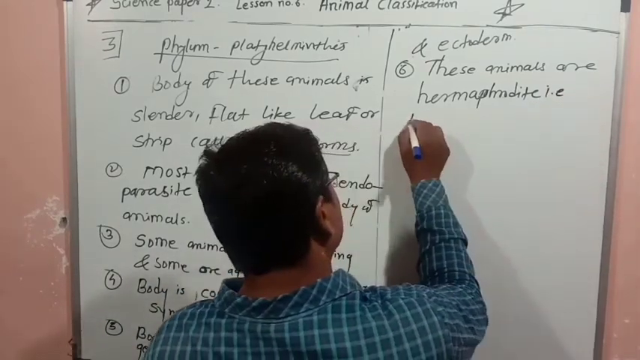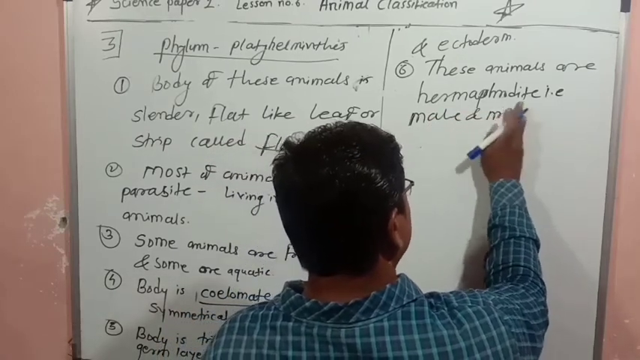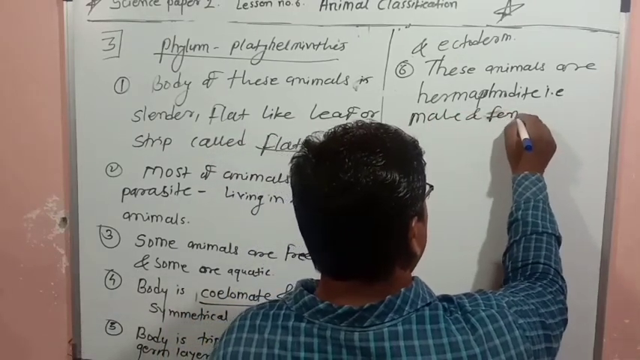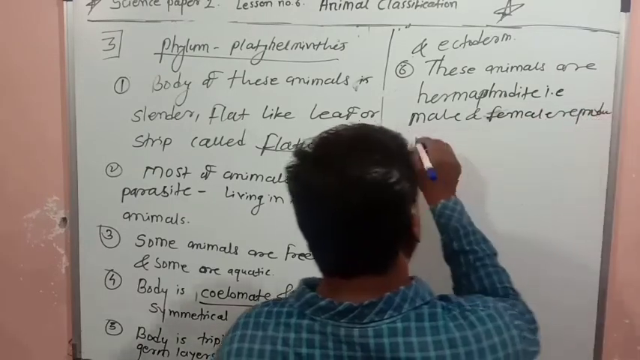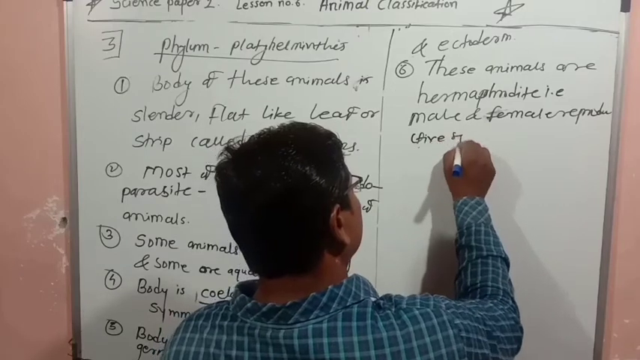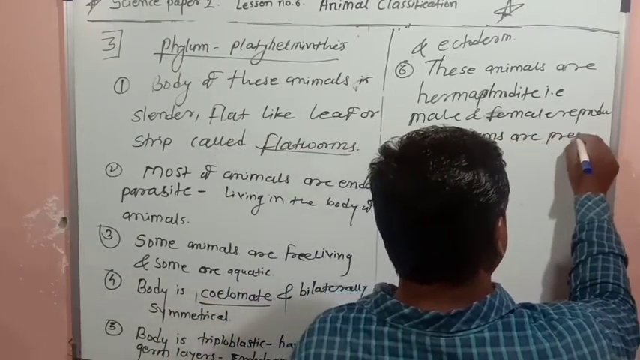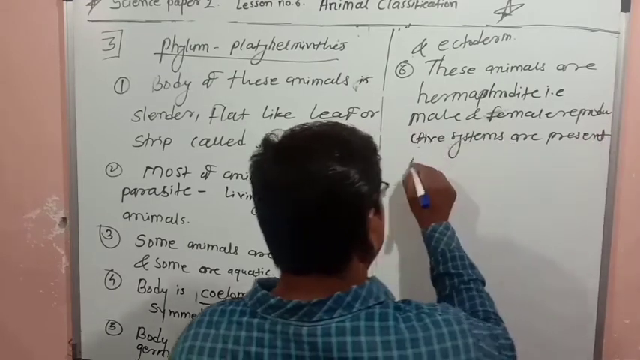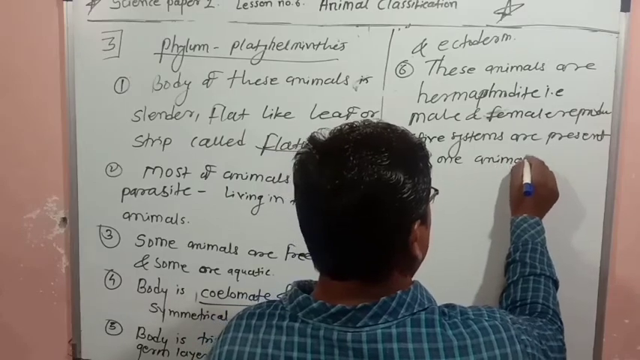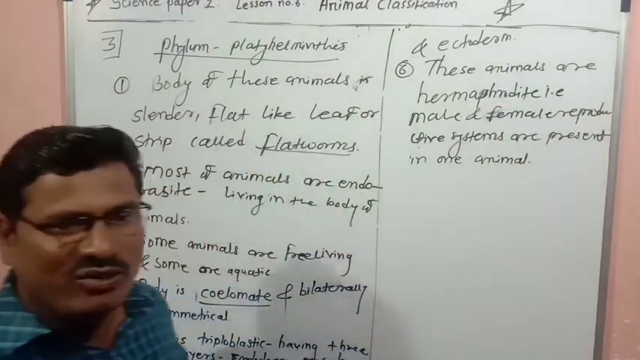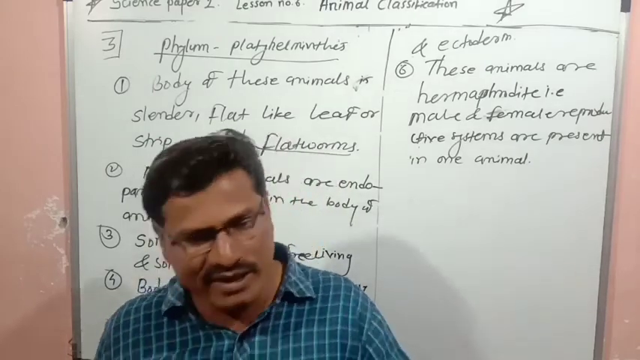So what is hermaphrodite? Male and female reproductive systems are present in one animal only. In the same animal, male as well as female reproductive systems are present.